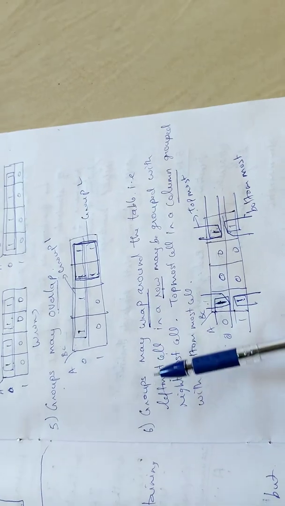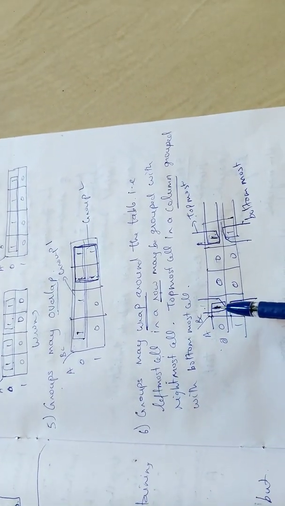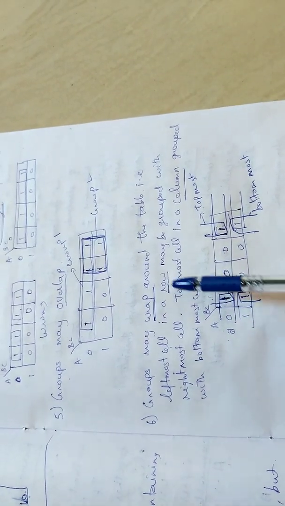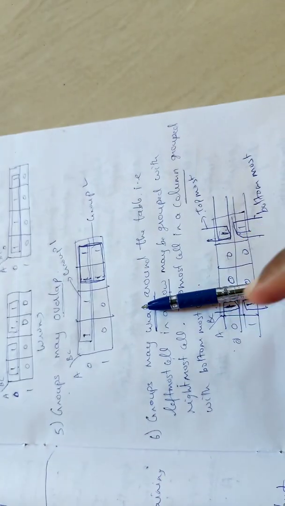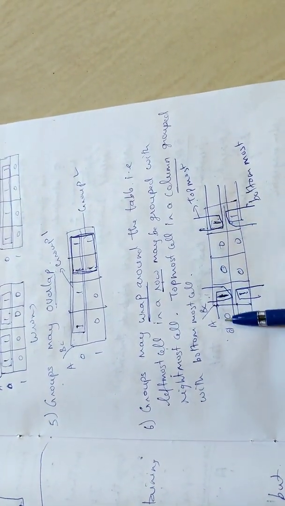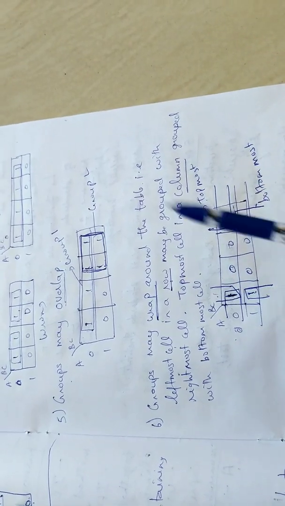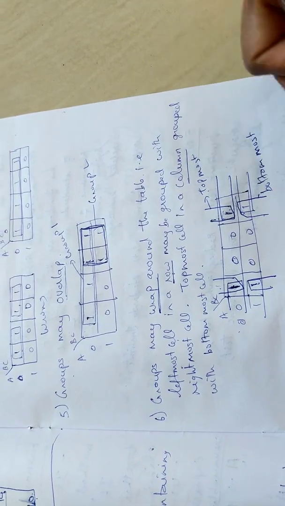Next, groups can be wrapped around. It means in your row, the leftmost and the rightmost can be wrapped, can be turned and made into one group. This is very important too. The last one: if you see it, you are able to wrap it. And if it is column-wise, the topmost and bottommost can be wrapped.